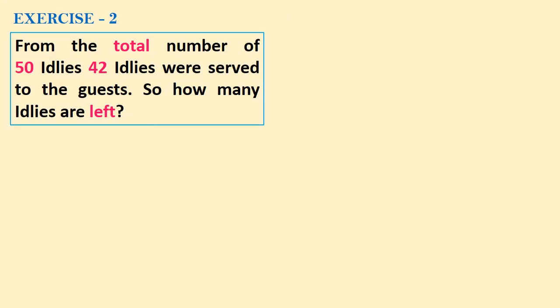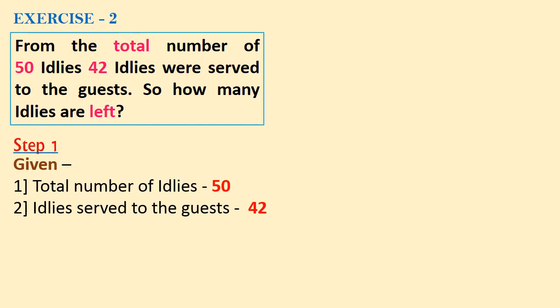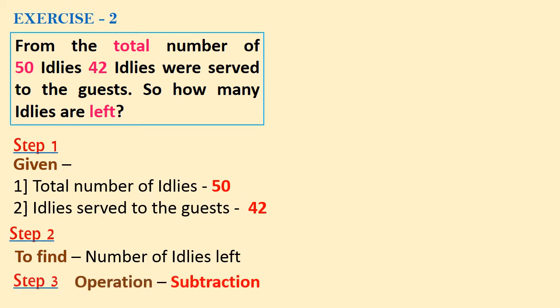Now, let's read the next word problem. From the total number of 50 idlis, 42 idlis were served to the guest. So, how many idlis are left? Given is total number of idlis 50 and idlis served to the guests are 42. To find the number of idlis left, so the operation we should perform is subtraction.